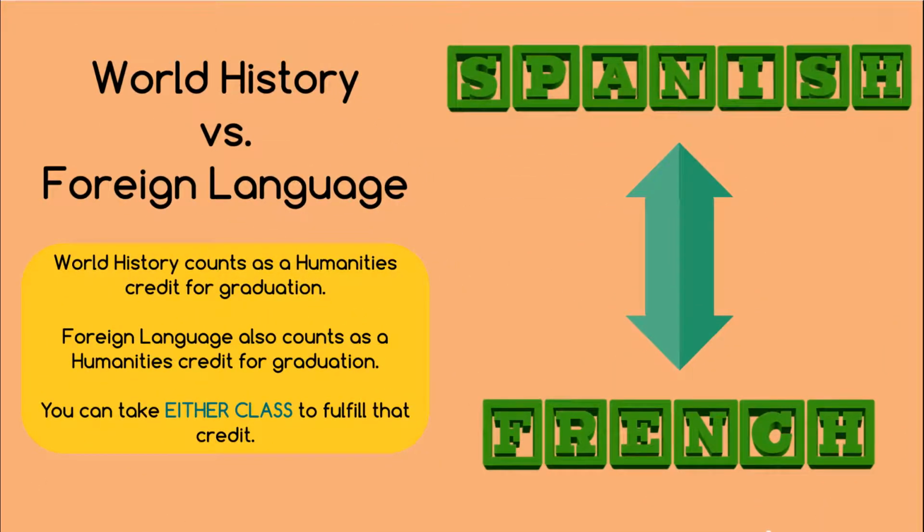Okay, so here's that information about foreign language. So world history and foreign language both fulfill the same graduation requirement. So you can take Spanish, or you can take French, or you can take world history, or you can take AP world history. So lots of options for that requirement.